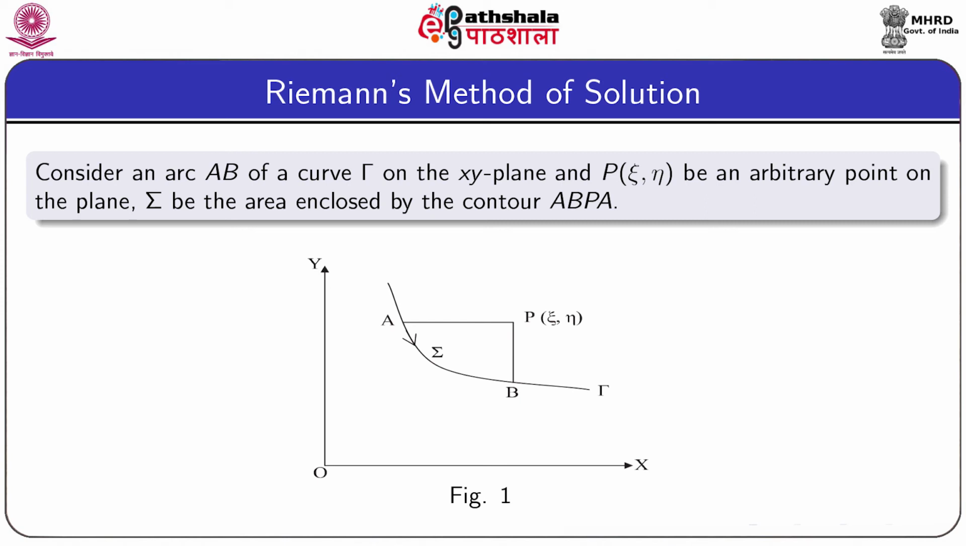Now, consider an arc AB of a curve gamma on the xy plane and P be an arbitrary point in this plane, and sigma be the area enclosed by the contour ABPA. You see the diagram, then it will be clear.